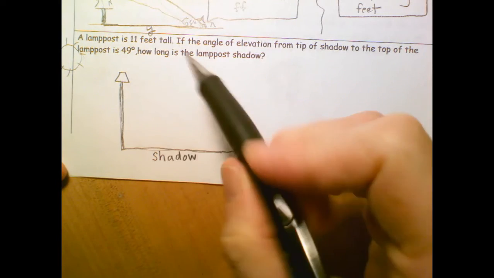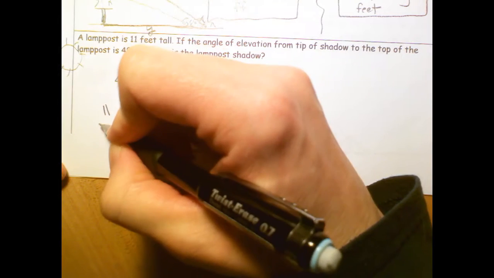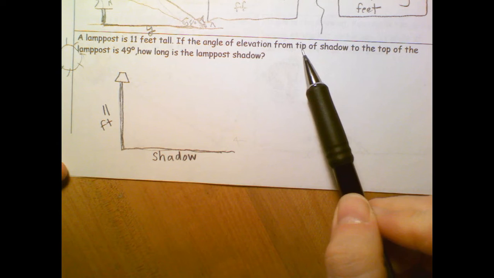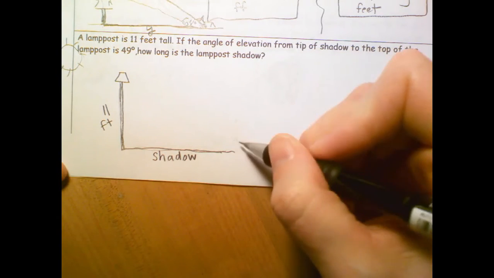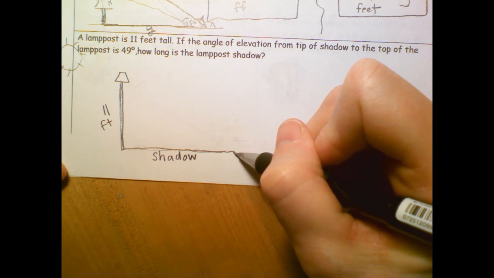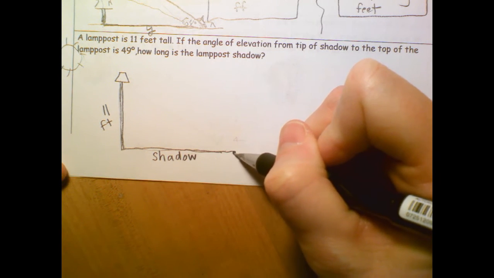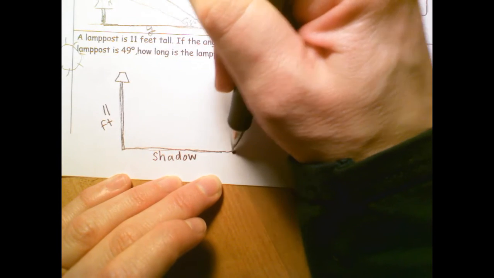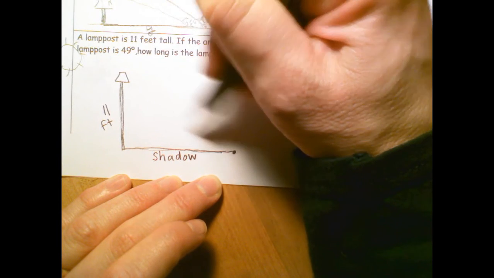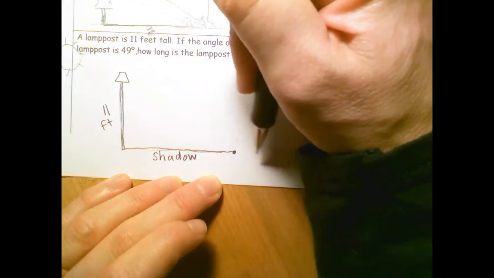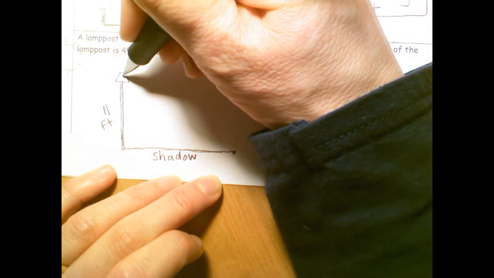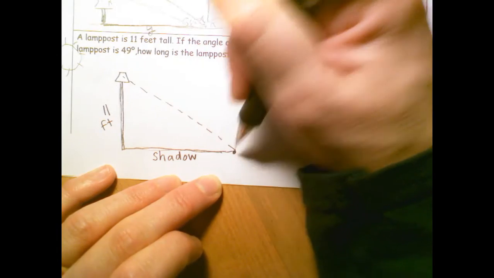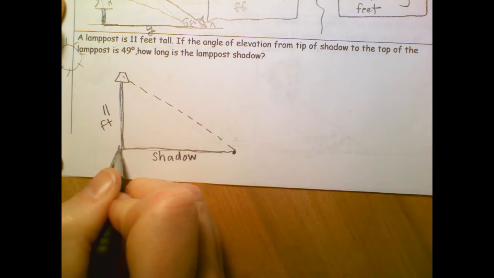Let's see. So the lamppost is 11 feet. The angle of elevation from the tip of the shadow. Okay, so remember, angle of elevation comes from the ground or the lower thing up. So this is the tip of the shadow up to the top of the light post. So sometimes people put that dimension somewhere up at the top here. So, line of sight, I know these things don't have eyes, but you need to sketch in this third side of your triangle, okay?